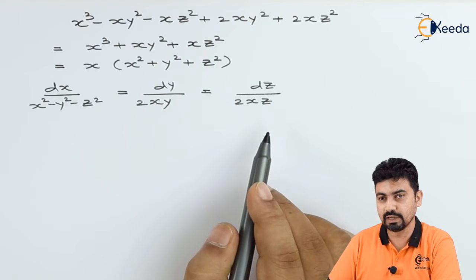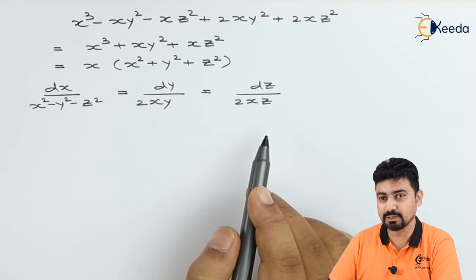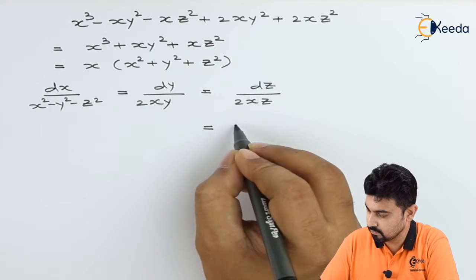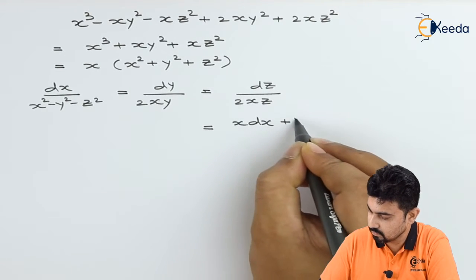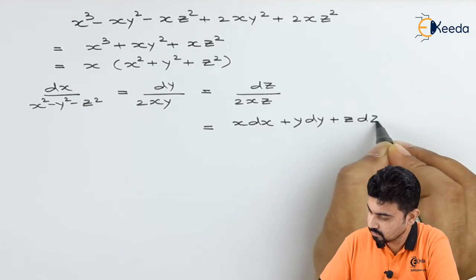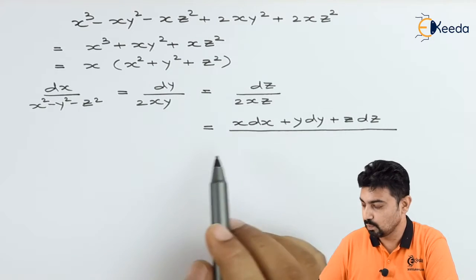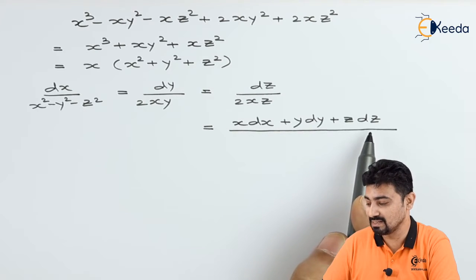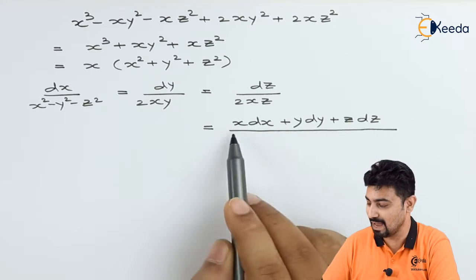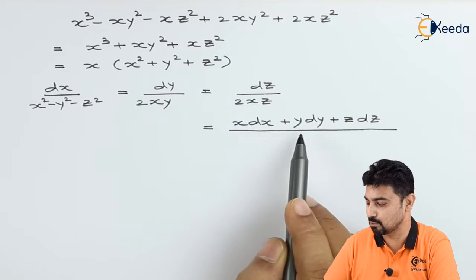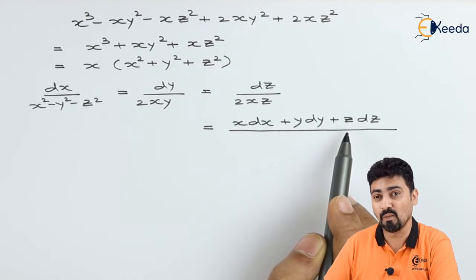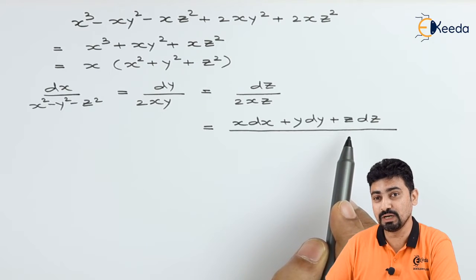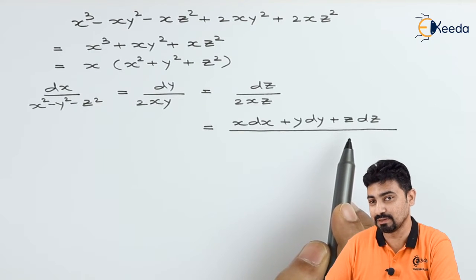This was our auxiliary equation. Let us use the multipliers x, y, z. What we get as the fourth part is we have L dx plus M dy plus N dz. So our L, M, N are x, y, z. So x dx plus y dy plus z dz, whole upon what we had: P into L plus Q into second part and plus R into third part.